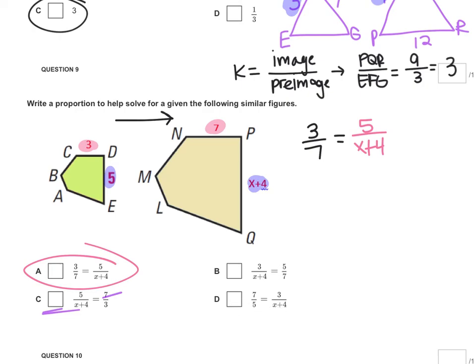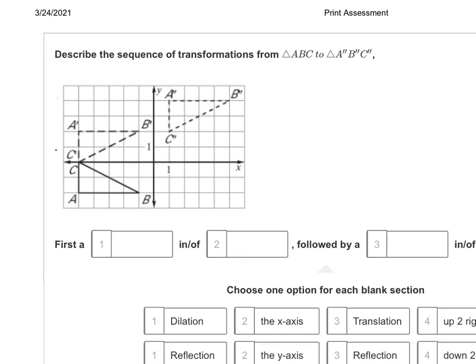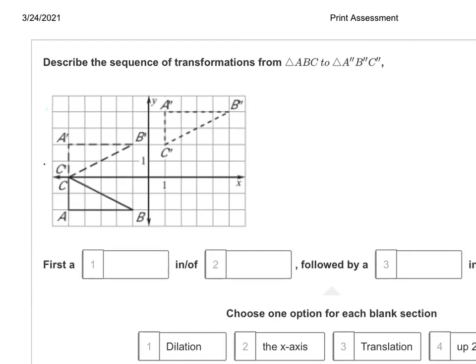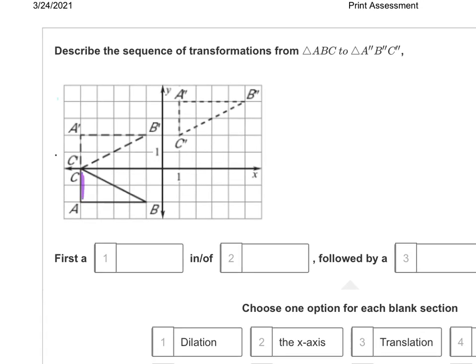All right, down here, describe the sequence of transformations from ABC to A double prime, B double prime, C double prime. So we're starting right down here in this purple triangle. We're going to go from ABC up here to A prime, B prime, C prime, and then we need to move to A double prime, B double prime, C double prime.